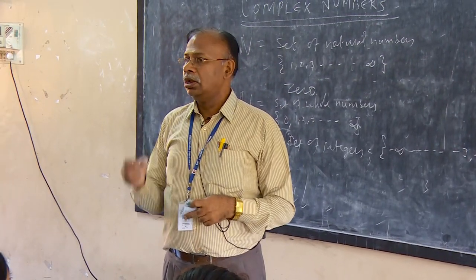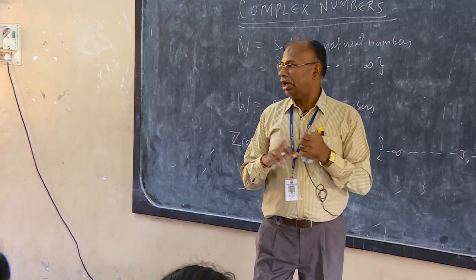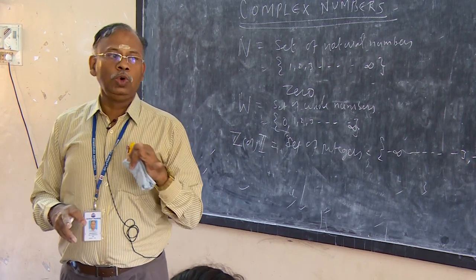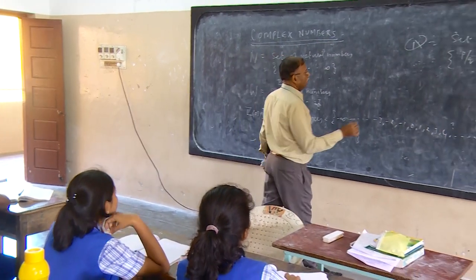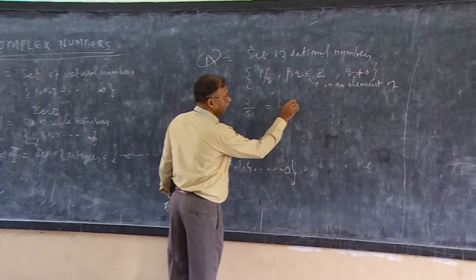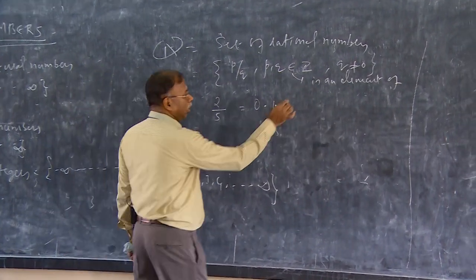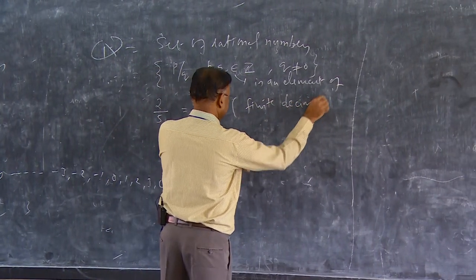If a decimal comes out with two different possibilities, either as a finite decimal or as an infinite recurring decimal, those two are taken as rational numbers. For example, if I think about 2/5, what's the division here? I end up with 0.4. 5 fours are 20. This is an example of a finite decimal.